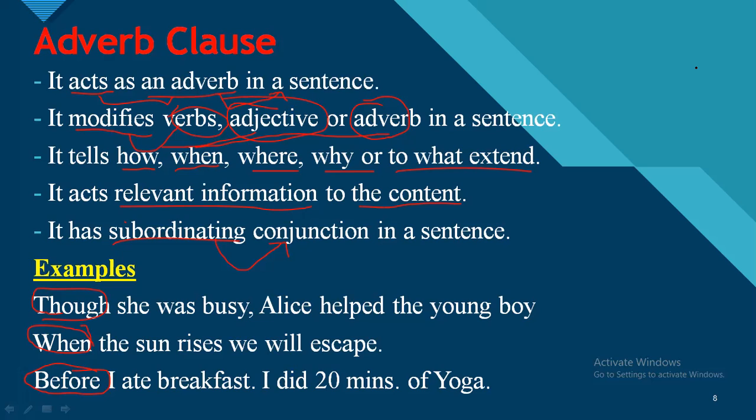When the sun rises, we'll escape. Here are also two clauses joined with "when." Before I ate breakfast, I did minutes of yoga. Here in this sentence, the subordinating conjunction is "before." It is joined with the subordinating conjunction "before."